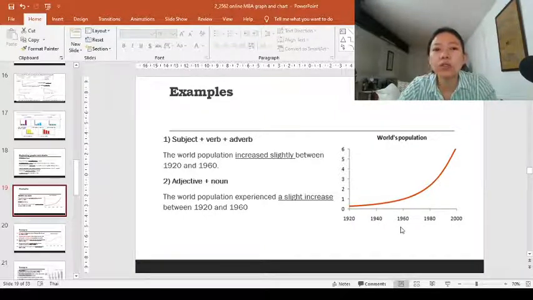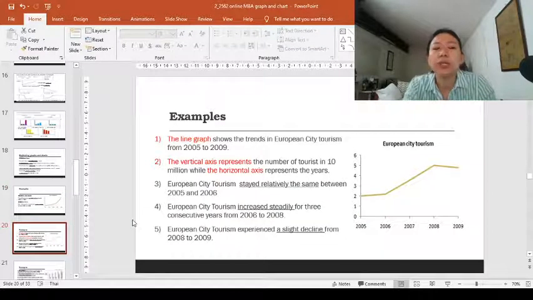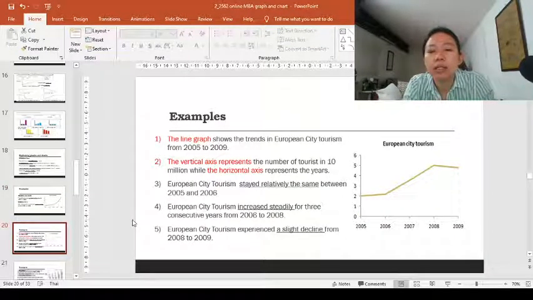So here you can use subject, verb, adverb, adjective and noun to describe a line graph. So let's try to describe the bar chart or the line graph together. Here we have a line graph that shows the change in European city tourism from 2005 to 2009. When you are presenting a visual aid, there are some steps that you need to follow.